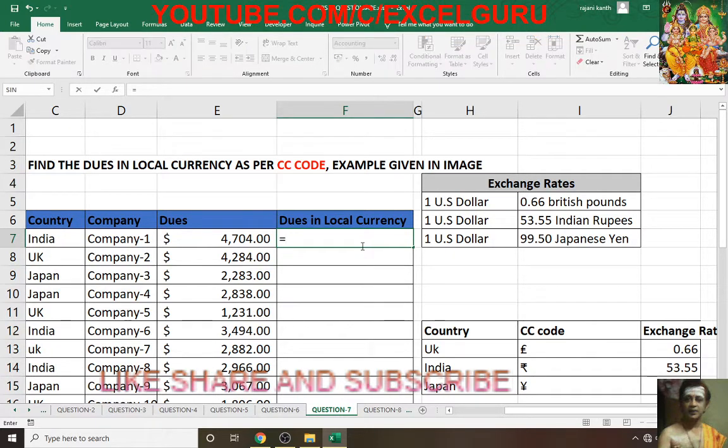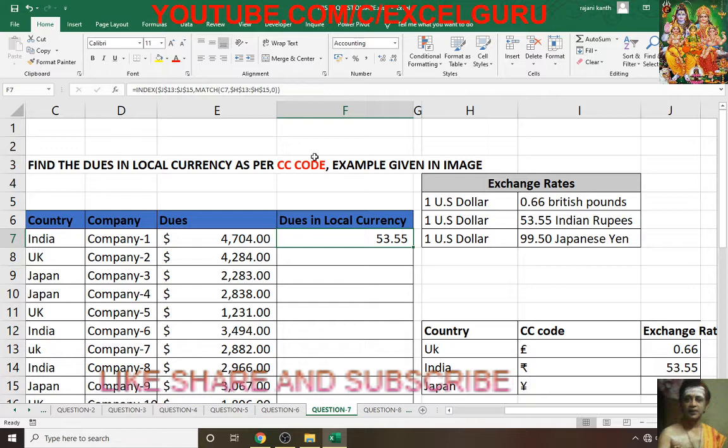You have to extract the exchange rate as per country. It's very easy. Equal to INDEX, which is a lookup function. It can look up either row or column or both, which means two-way, row and column way. INDEX, what you need is the exchange rate, F4 locking from all sides, comma, MATCH with country. It's a relative reference, for that reason I am not freezing this cell. India, in this, F4, lookup, India, comma, 0 for exact match. Control Enter.